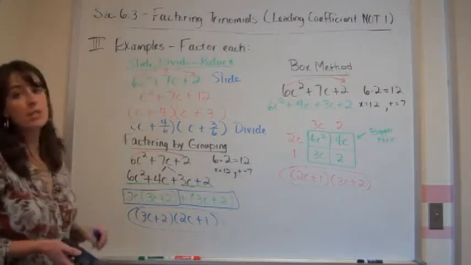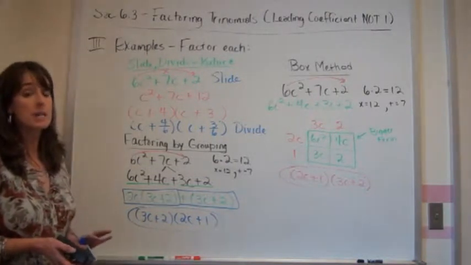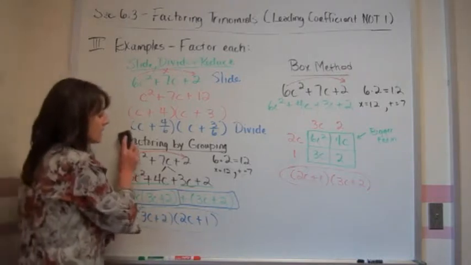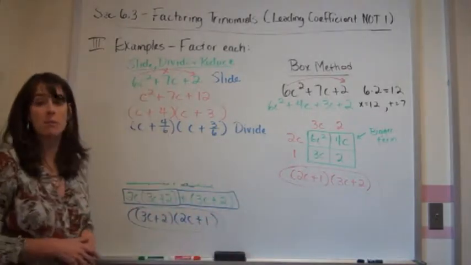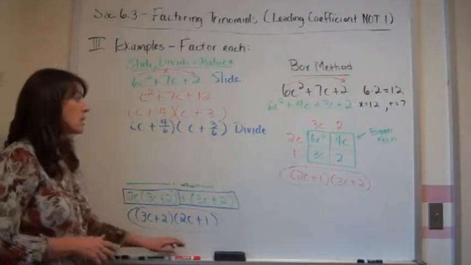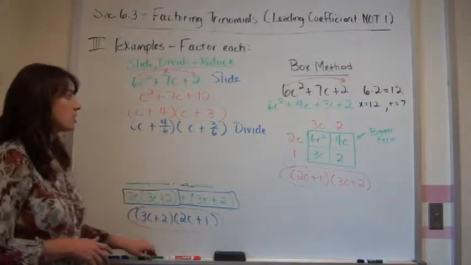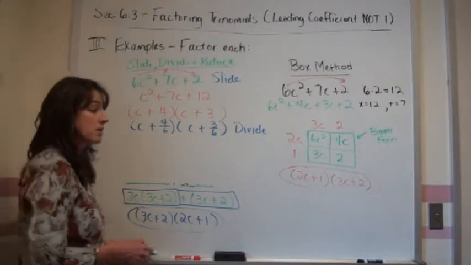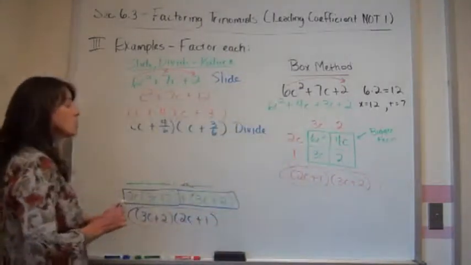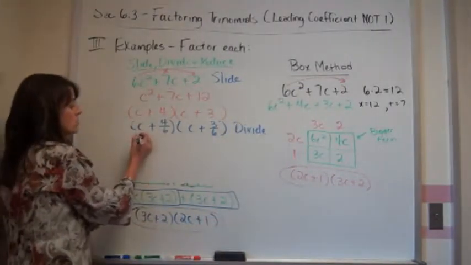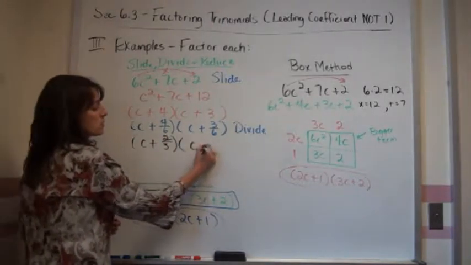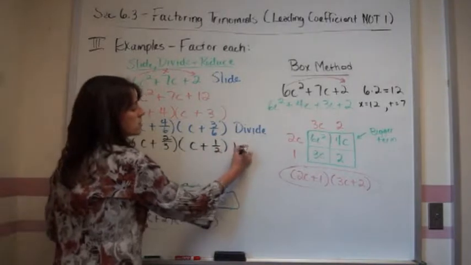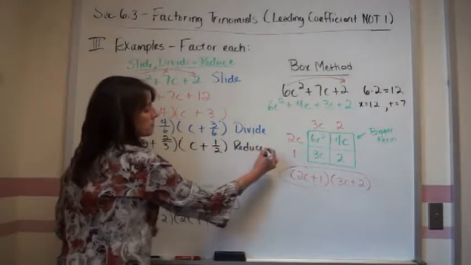But this notion of reducing is so insanely important that I have tried to start just changing the name of the method and call it slide, divide, and reduce. Because at this point, I need to look at these fractions and ask myself, will they simplify? Will they reduce? Certainly, a 4/6 will reduce to a 2/3, and a 3/6 will reduce to a 1/2. So there's the reduce step.